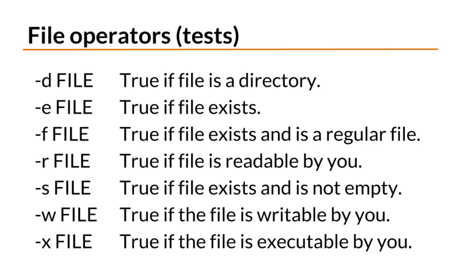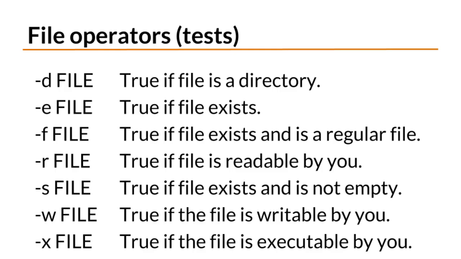If you're using the bash shell, you can run the command help test to see the various types of tests you can perform. You can also read the man page for tests by typing in man test. Here are some of the more common tests you can perform. -d tests to see whether what follows is a directory. If it is a directory, it returns true. -e returns true if the file exists. -f returns true if the file exists and it is a regular file. For example, it's not a symlink.